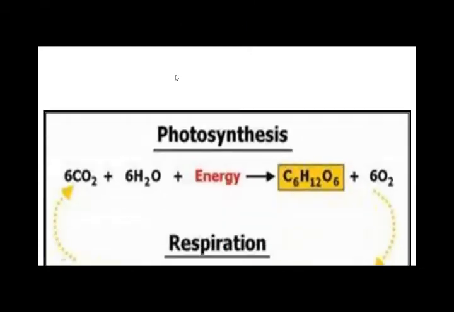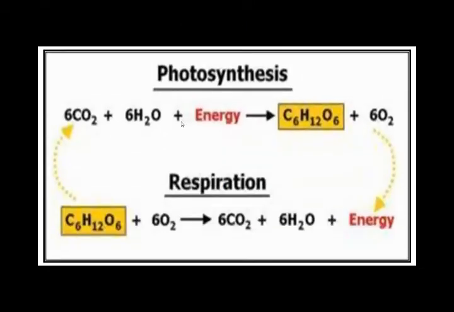Okay, students, the next one is the equation. There is a differentiation between the equation of photosynthesis and respiration. First of all, we will observe the photosynthesis process. In the photosynthesis process, there is carbon dioxide, definitely from the atmosphere, we will get water from the soil with the help of the root hairs, and energy. What is the energy here? Here we are talking about sunlight, the sun's energy, and in the presence of chlorophyll.